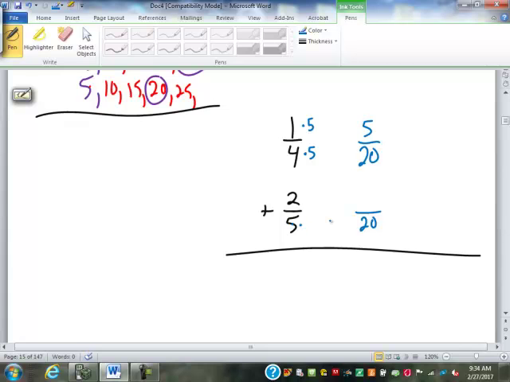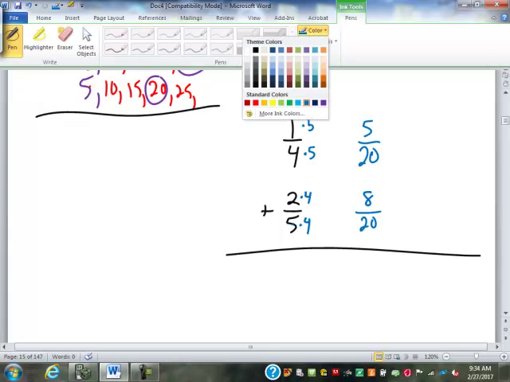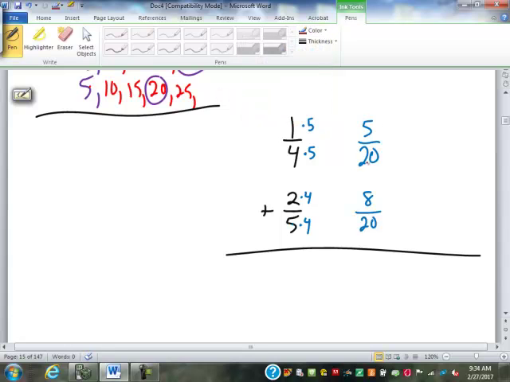Here, what did we do to the 5 to turn it into a 20? Multiply by 4. So what do we do to the 2? Times 4. 2 times 4 makes 8. So now we have the same name. We have 5/20ths and 8/20ths. They're both 20ths. And now we can add by combining the counts. 5 plus 8 is 13, and we keep the same name, 20ths. So 13/20ths is the result of that.